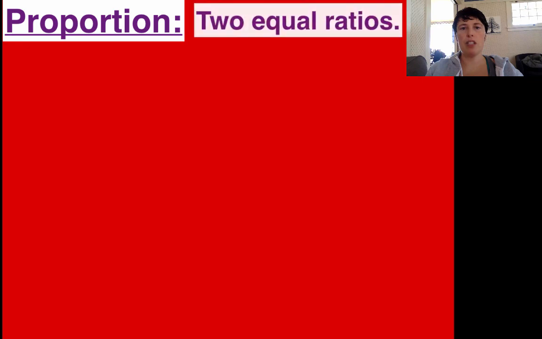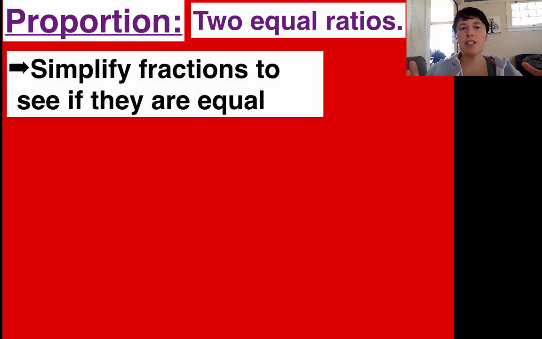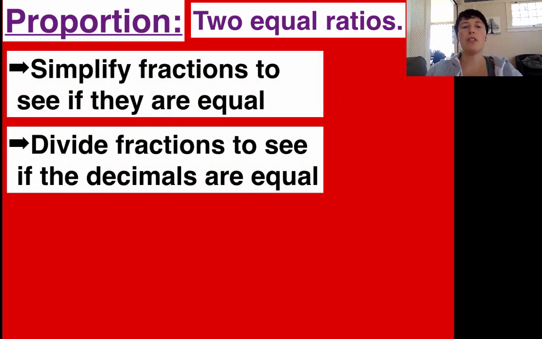Alright guys, we're going to wrap up this video here. Just remember, a proportion is two equal ratios. That means two equal fractions. And you can simplify the fractions to see if they're equal, or you can divide the fractions to see if the decimals are equal. You have two strategies. Pick the one you like the best and use it, or use both. It's kind of up to you.